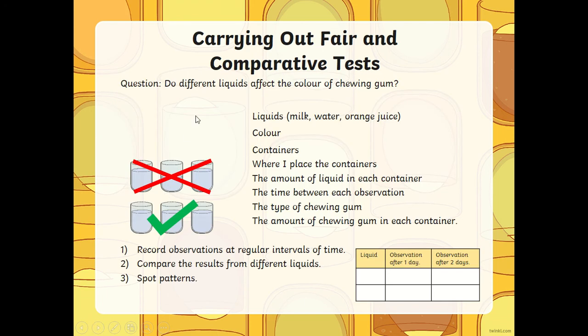Okay, so that would look, so do different liquids affect the colour of chewing gum? So I'd set it up like this. So liquids, that I'm changing, my variable, will be milk, water, orange juice.